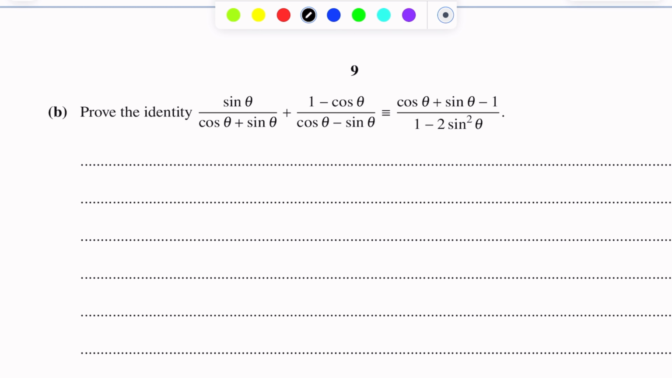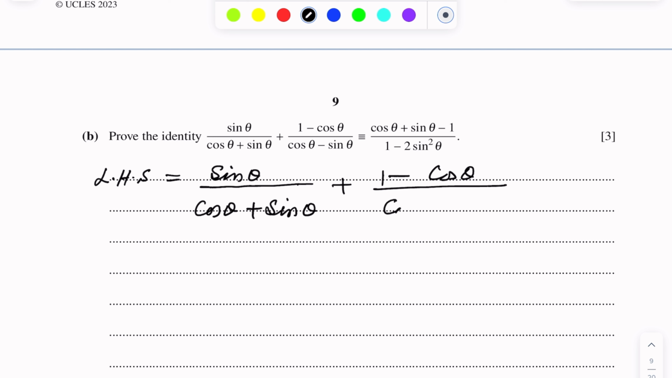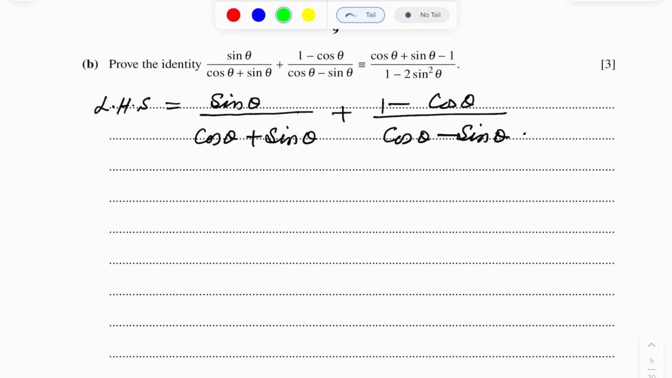Left hand side of this is sin theta over cos theta plus sin theta plus 1 minus cos theta over cos theta minus sin theta. So clearly these two fractions we convert into a single fraction by adding.